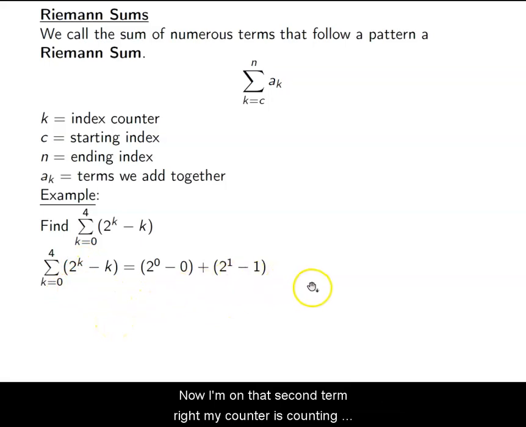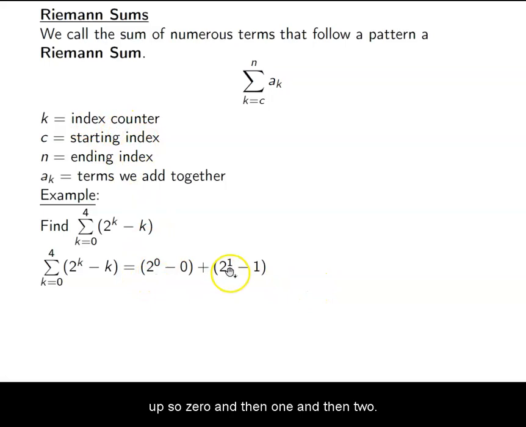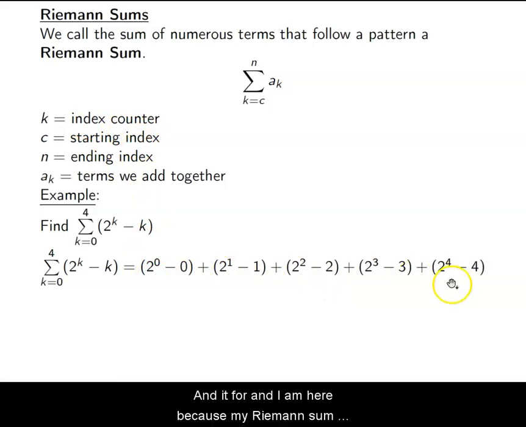Now I'm on the second term, right? My counter is counting up. So 0, and then 1, and then 2, and then 3, and then 4. And I end here because my Riemann sum tells me to end at 4. So it's really pretty straightforward. k is what's kind of changing over time.